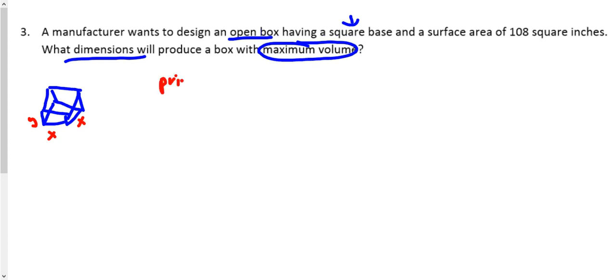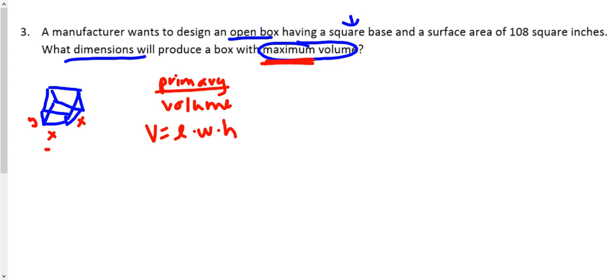Our primary equation is always what we want to maximize or minimize. In this case, it's the volume. To get the volume of any kind of shape, we're going to do length times width times height. And here, the length and the width are the same. So our volume is x times x, and our height is y. So we can also write that as x squared times y.